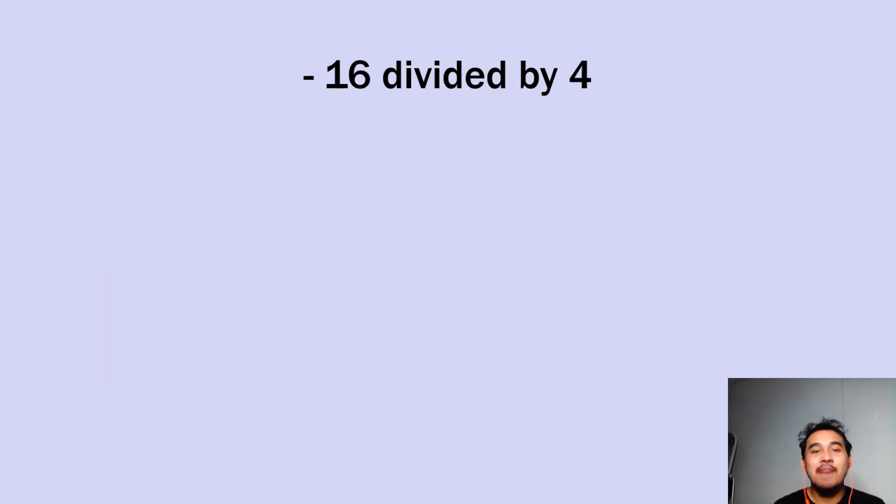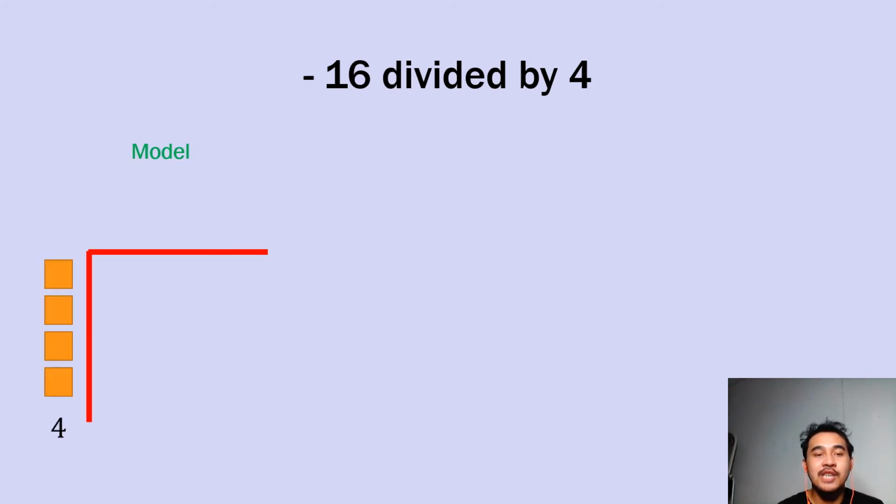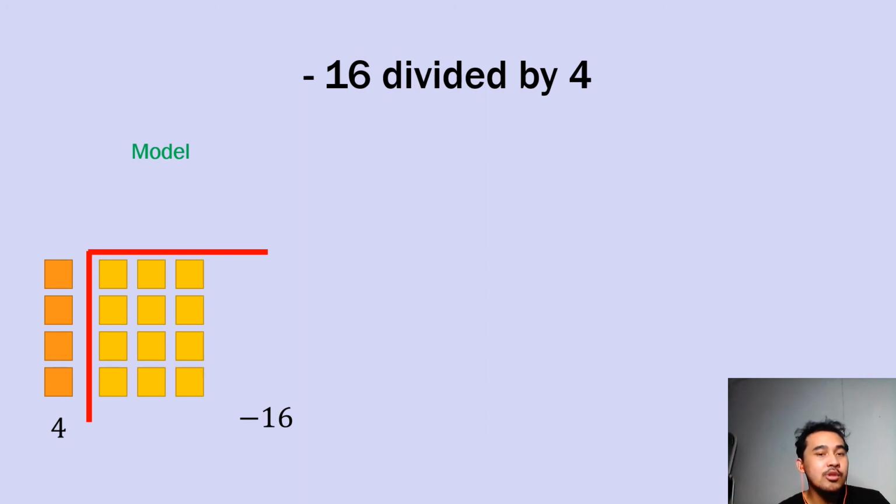Let's have another example. Negative 16 divided by 4. Let's have now the model. Once again, you start with the dimension, and then you have your divisor, which is 4. Now make groupings that contain negative 16 on the product area. So that's the first group, second group, third group, and fourth group. Now we will get the horizontal dimension. So that's negative 1, negative 2, negative 3, negative 4. So the answer is negative 4.